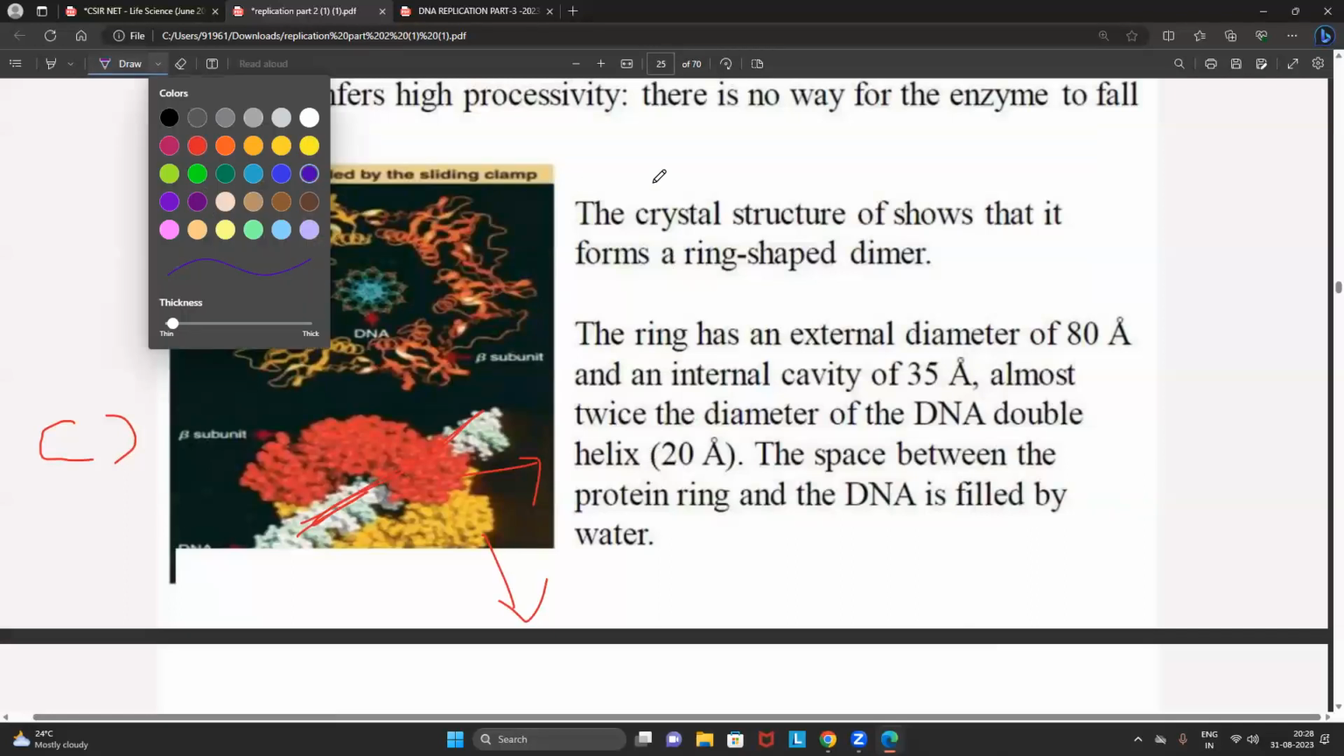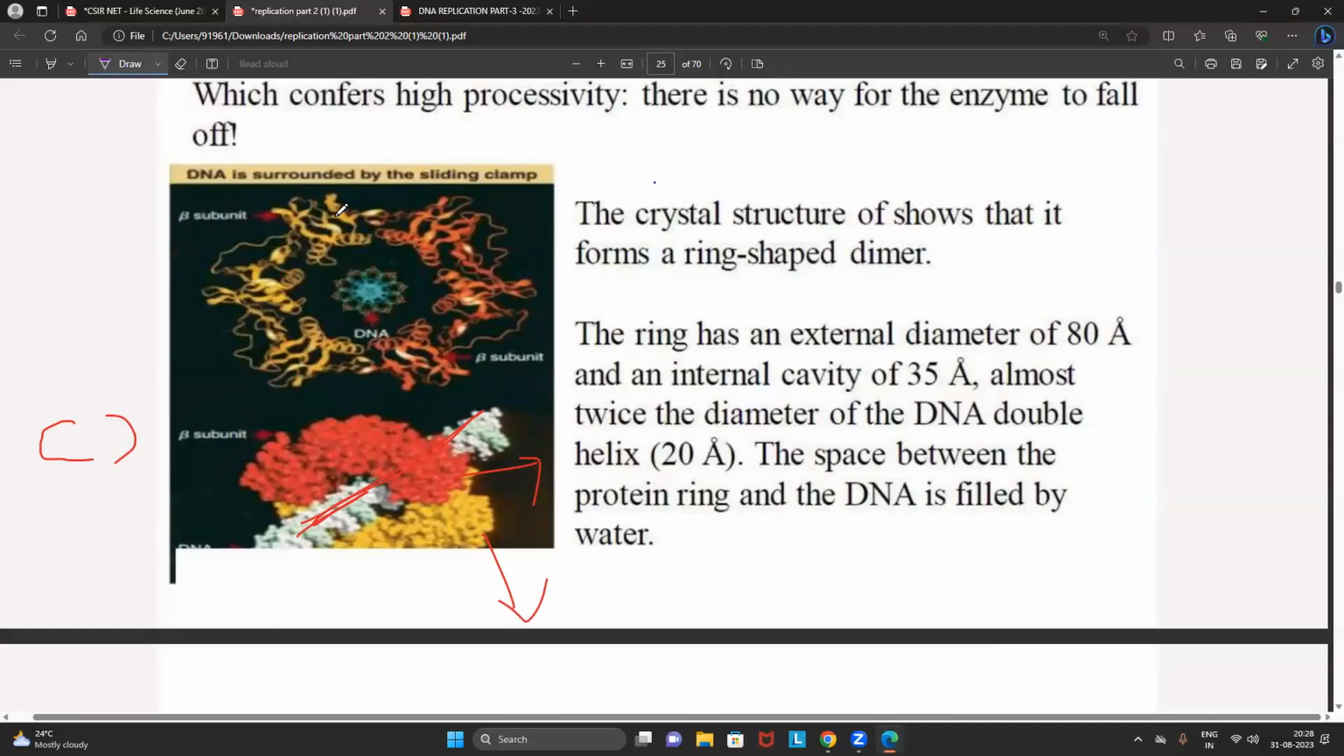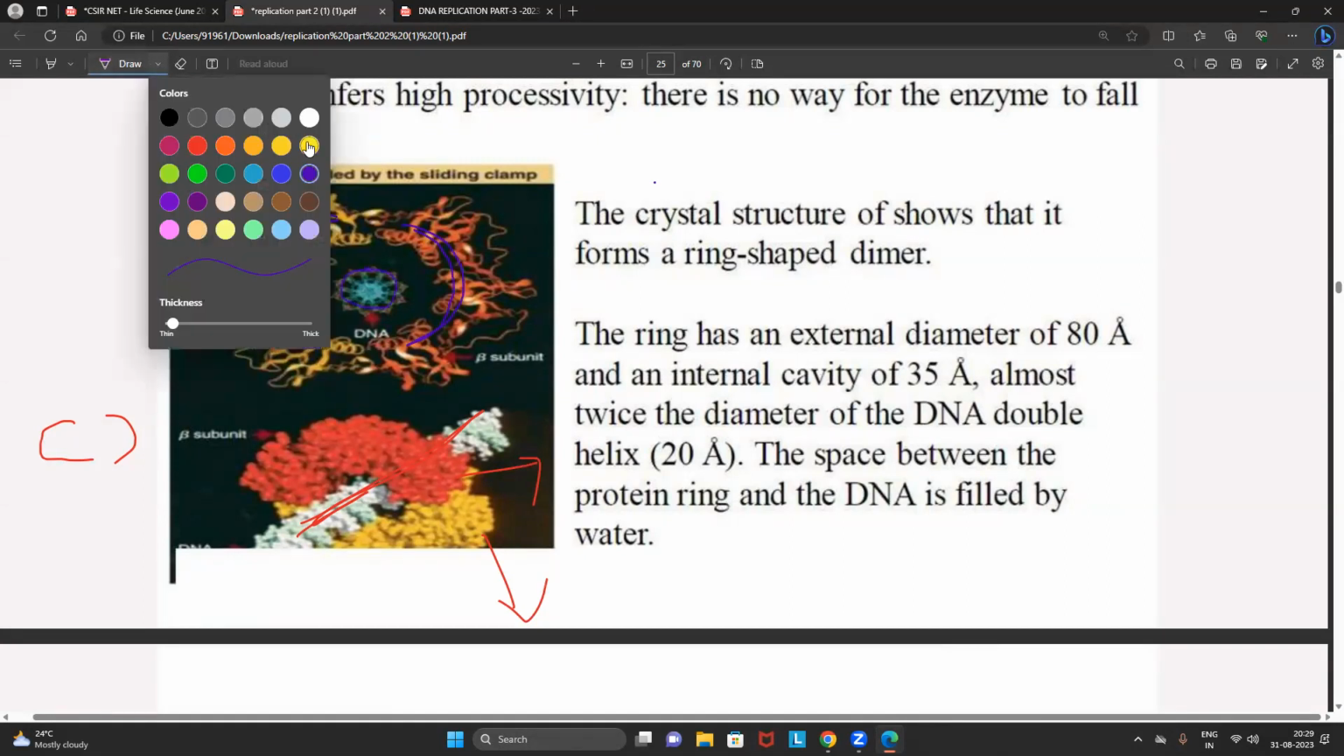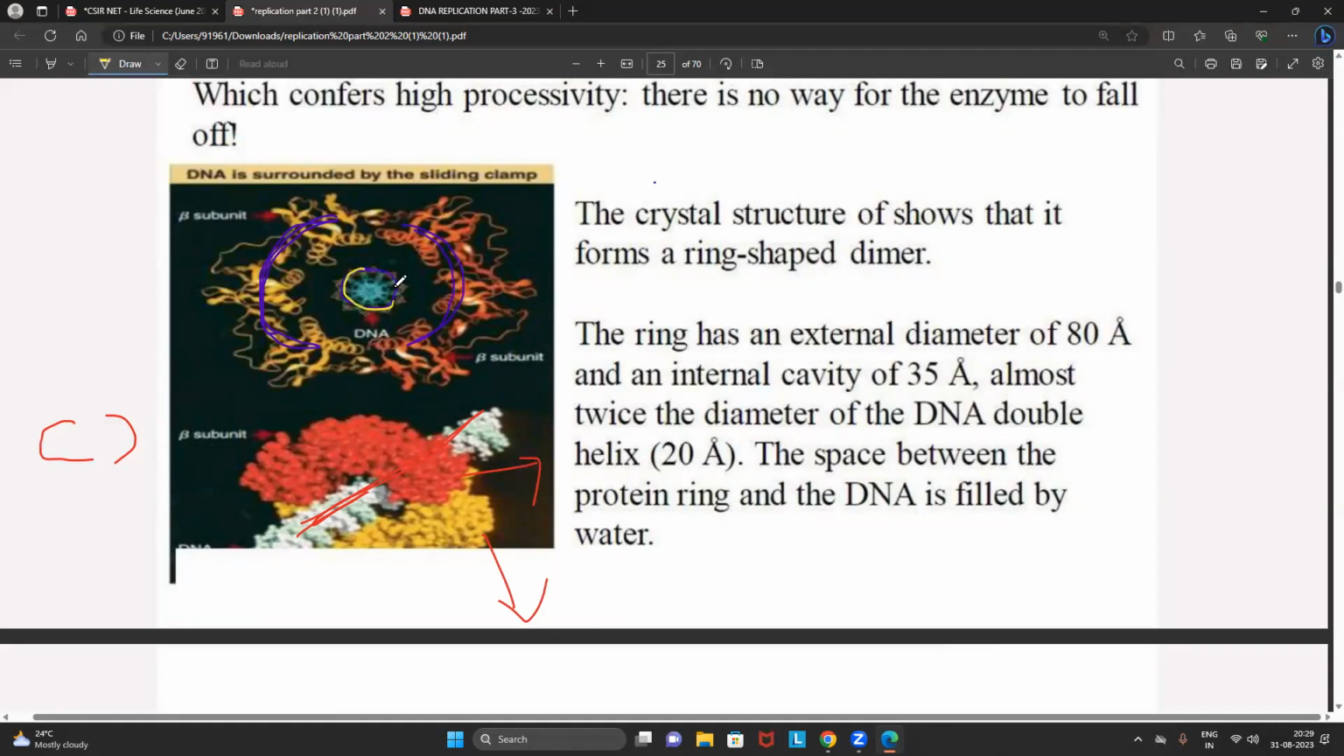Now, every student look into this beautiful picture. Try to understand what exactly I'm explaining to all of you. This is a beta clamp, one subunit. This is the other subunit of the beta clamp. Friends, where the DNA is present, look into that. DNA is present very deep inside. You can see that this is where the DNA is present.